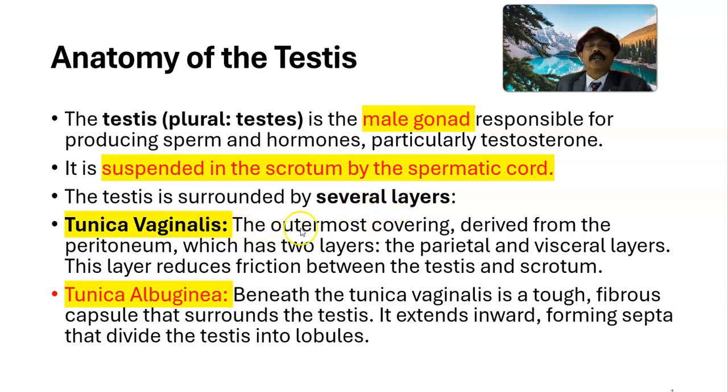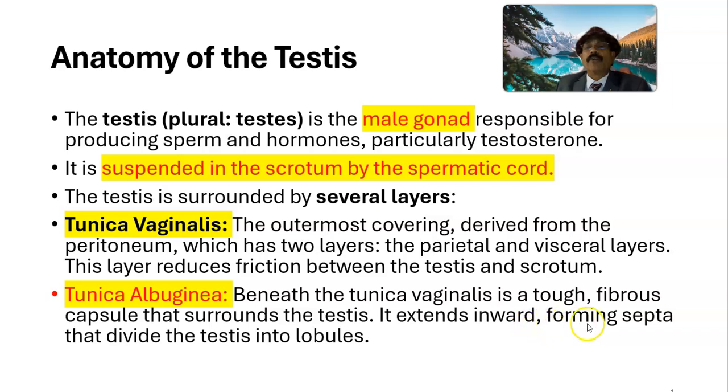Tunica vaginalis, the outermost covering derived from the peritoneum, has two layers, the parietal and visceral layer. This layer reduces friction between the testis and scrotum. In case of hydrocele, fluid may be deposited between the parietal layer and the visceral layer of the tunica vaginalis.